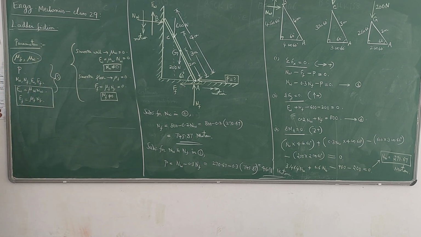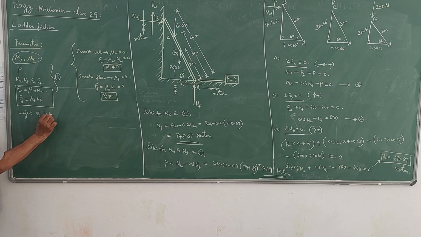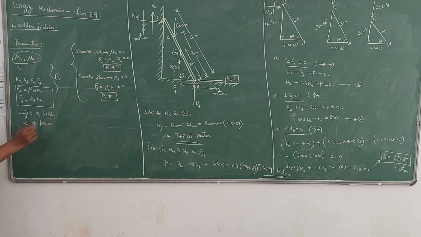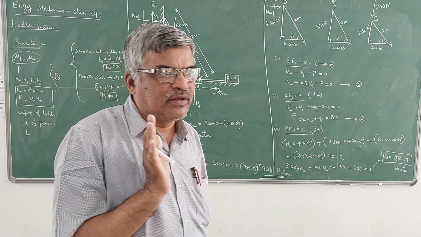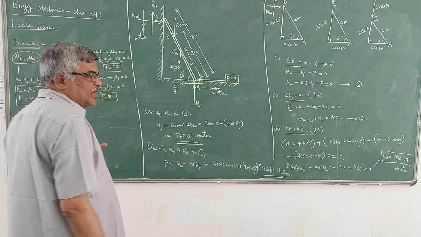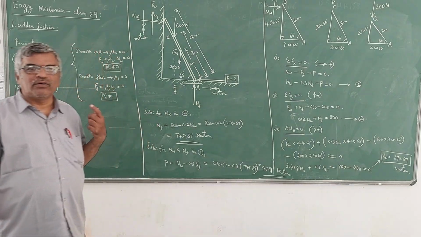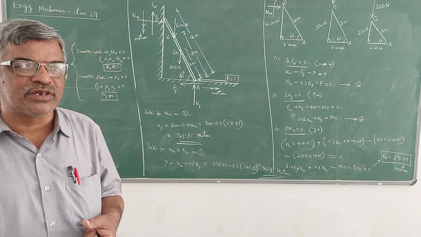Then you have the weight of the ladder, which is also a parameter. Then the weight of the person is also a parameter. Length of the ladder, so all these things are parameters. Among these, what I mean to say is, finally you should have only 3 unknowns. Then only the problem becomes a determinate problem, and you can solve or analyze it using only the equations of equilibrium.